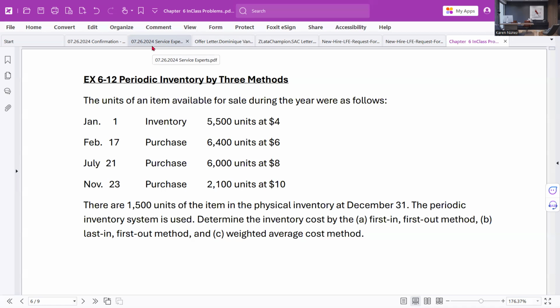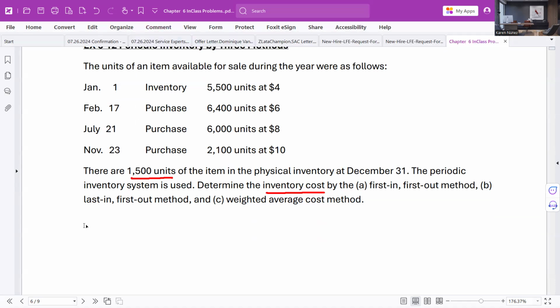In this case, they took a physical inventory and they determined that they have 1,500 units on hand. So this is our ending inventory. We have 1,500 units on hand at the end of the period. And we want to determine the inventory cost. So we want an ending inventory number, right? The ending inventory equals 1,500 units.